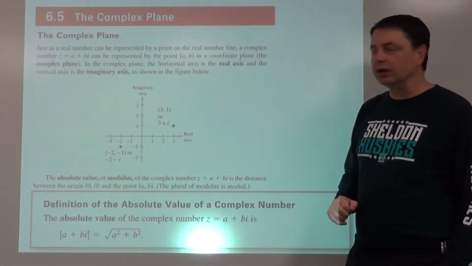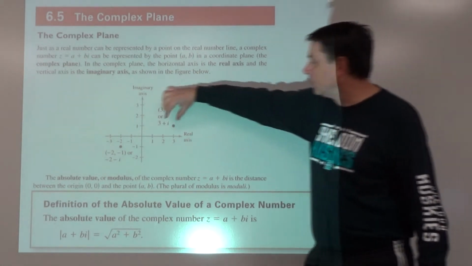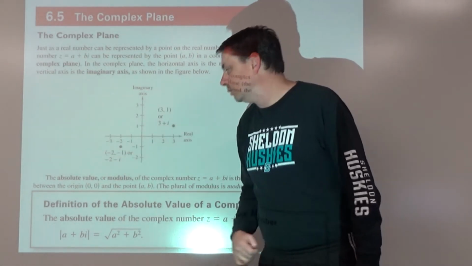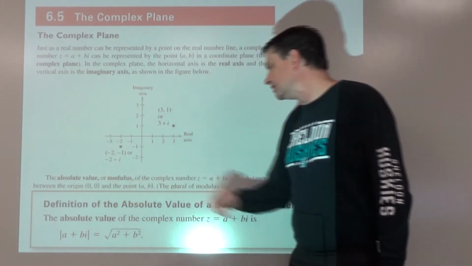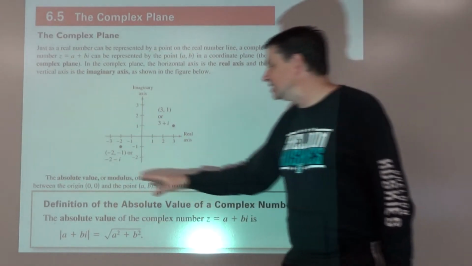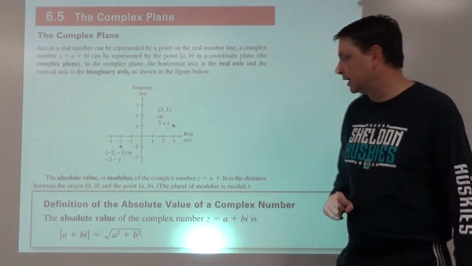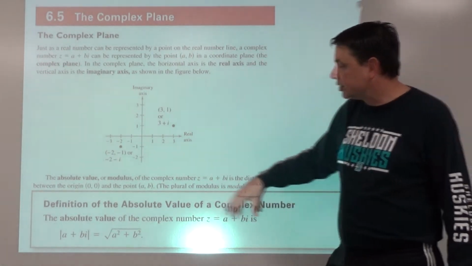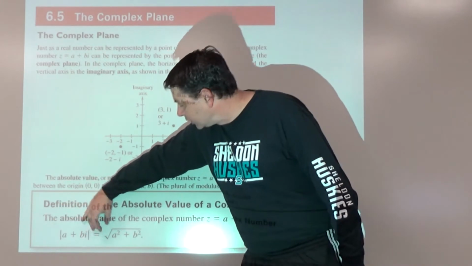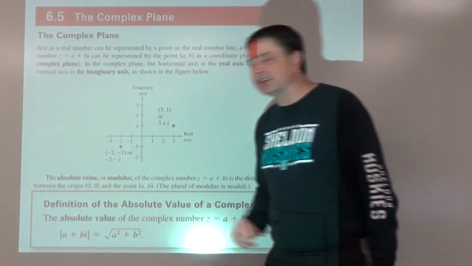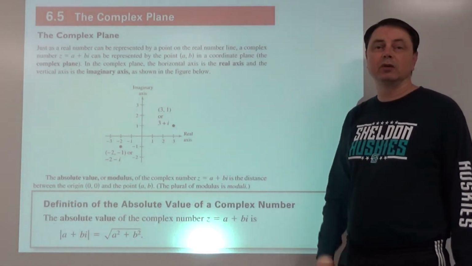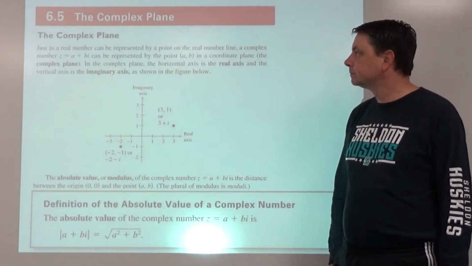The absolute value of a complex number like 3 plus i or negative 2 minus i, also known as the modulus, is the distance between the origin and that point in the complex plane. So the definition of the absolute value is just going to be the square root of a squared plus b squared is how we could calculate that.